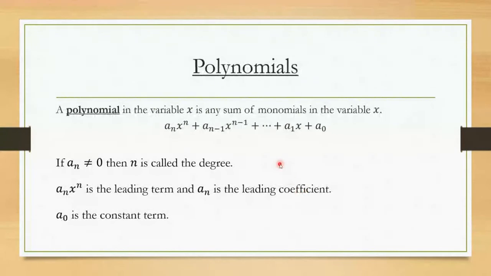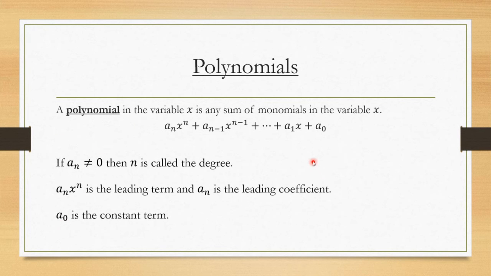Okay. Now for monomials, what we end up with are polynomials. Essentially a polynomial in the variable x is just any sum of monomials in the same variable x. In other words, you're taking some monomials and just adding them together. That's what a polynomial is. And there are some conventions here.